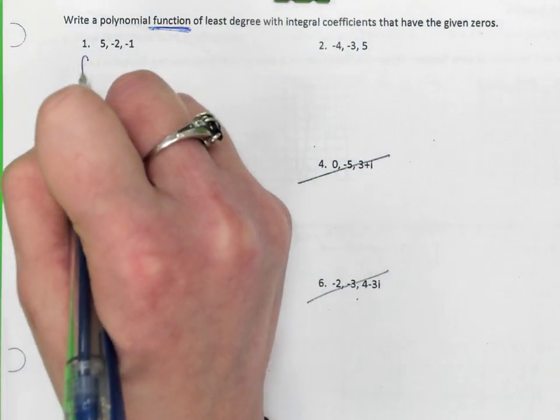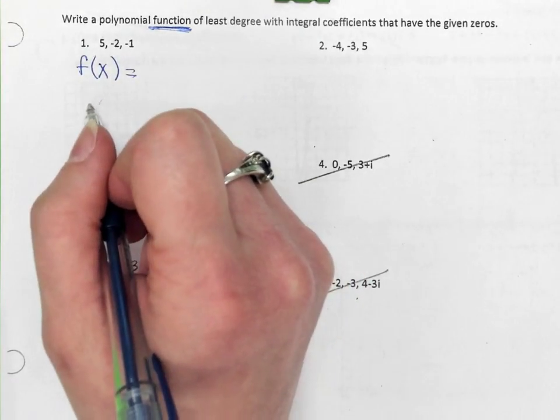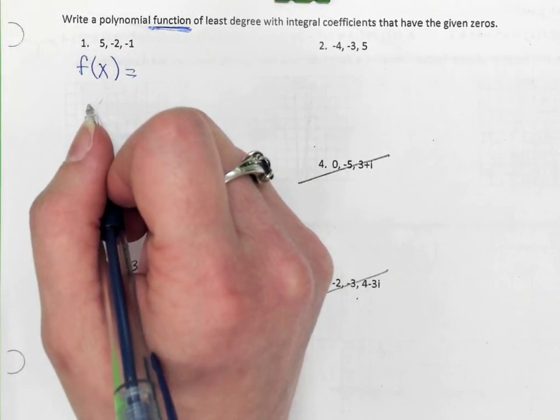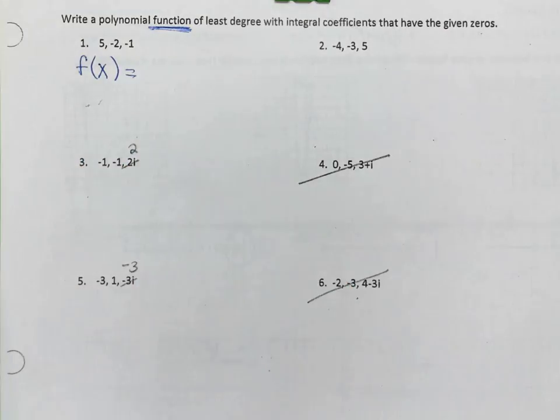F of x, or what's the same as f of x? Y. Okay, either one's fine. Got it? Y'all okay so far? I need words coming out of your mouth. Are you okay? Okay, one person's okay.